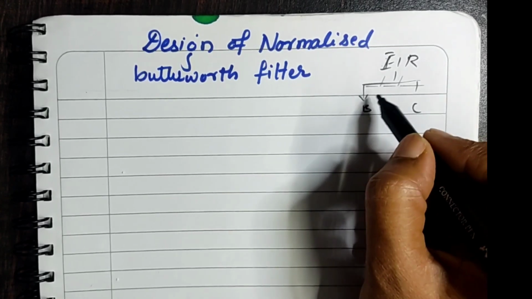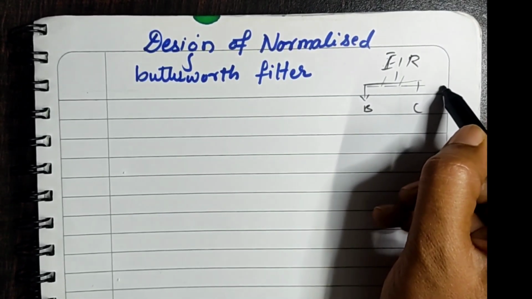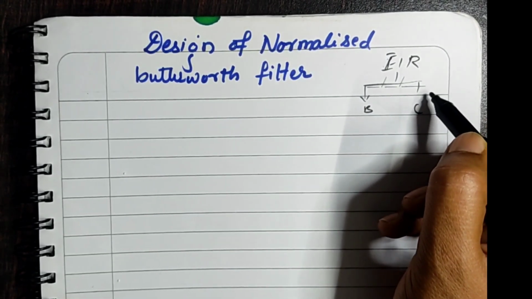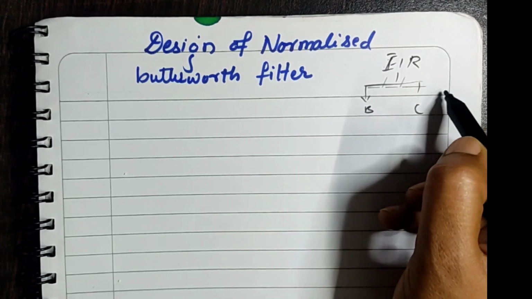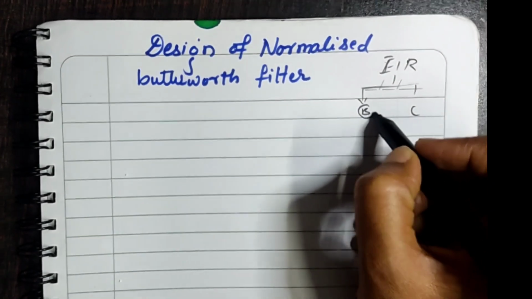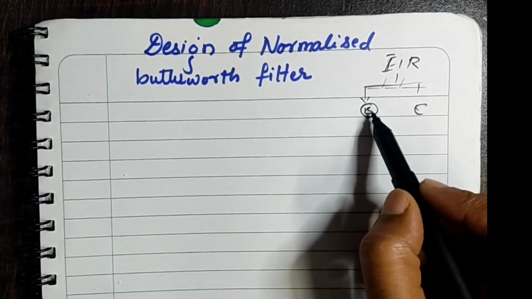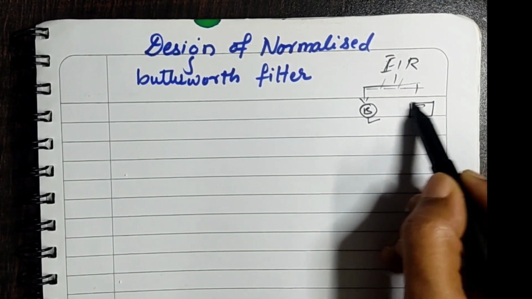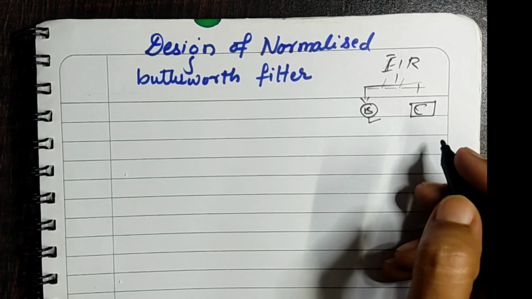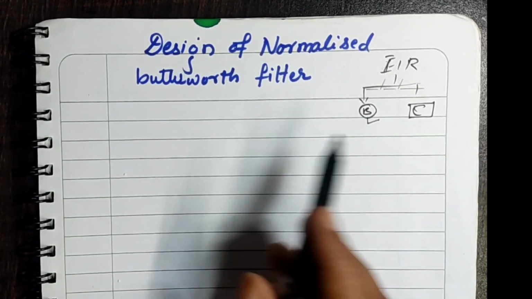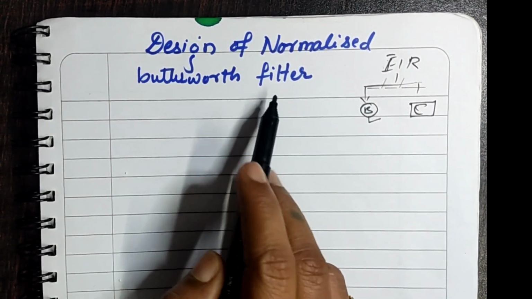Mainly there are four types: low pass filter, high pass filter, band pass filter, and stop band filter. Through those we can develop a Butterworth and a Chebyshev, so you can observe the difference between Butterworth and Chebyshev. Today we will concentrate on the design of the Butterworth filter.